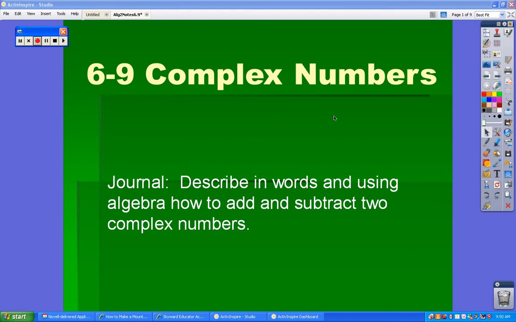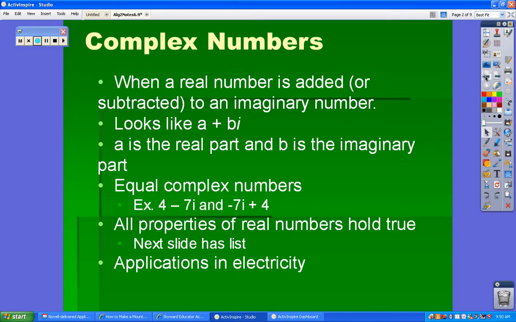These are your notes for section 6-9, and today we're going to talk about something called complex numbers. Okay, there's your journal choice. And here's what I got on complex numbers for you.